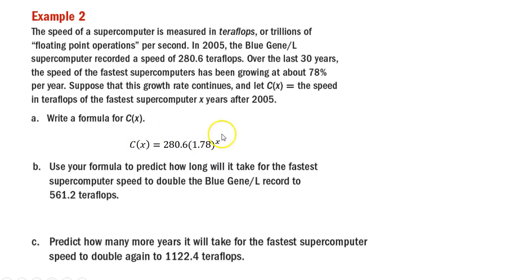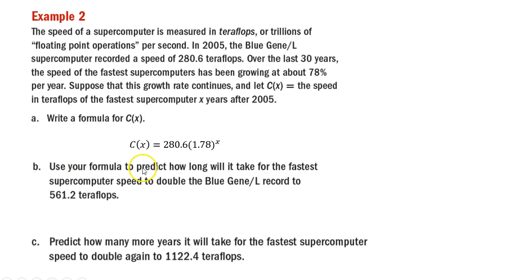So this function here models the speed after x years, after 2005, of the fastest supercomputer, assuming that this trend continues or had continued. So this is our function here, and it's an exponential function because the speed of the supercomputer is increasing by a percentage, which is where the 0.78 comes into play.